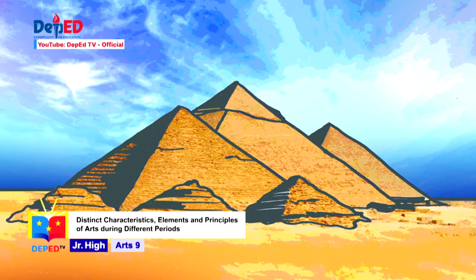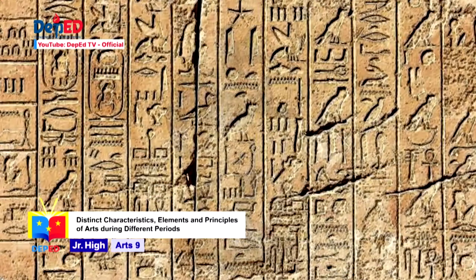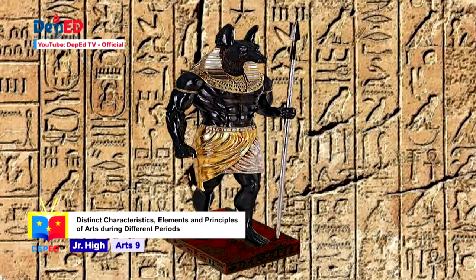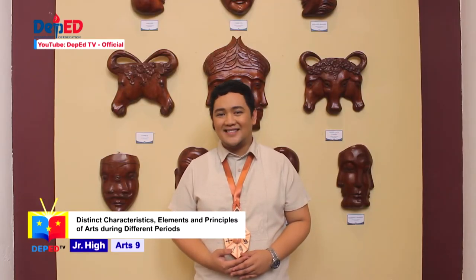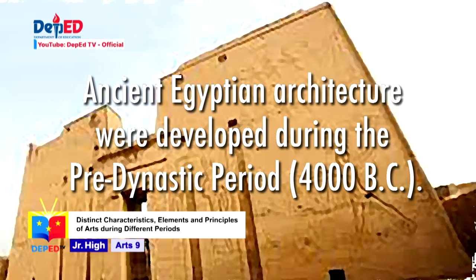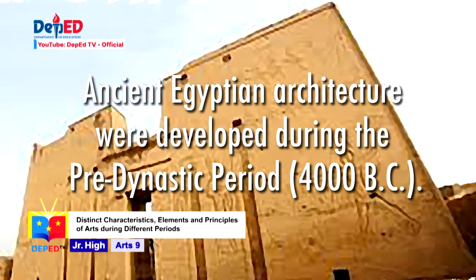Their tombs required the most extensive use of sculpture. This includes symbolism to represent their gods as composite human bodies. Most of the gods were shown larger than humans. Ancient Egyptian architecture were developed during the pre-dynastic period of 4000 BC.